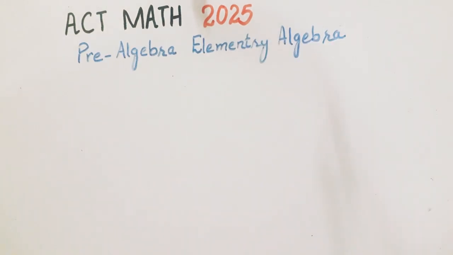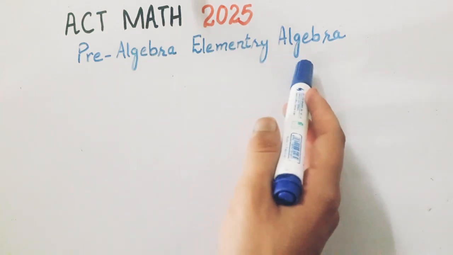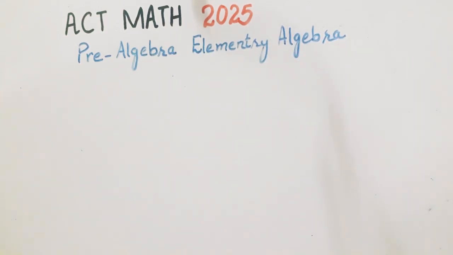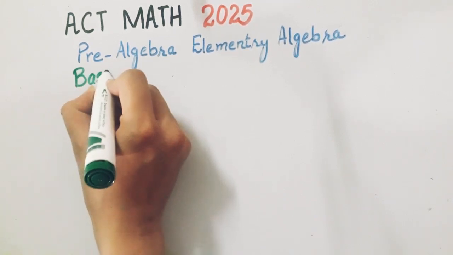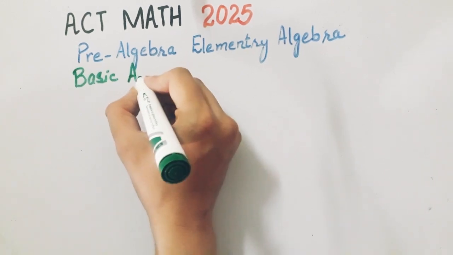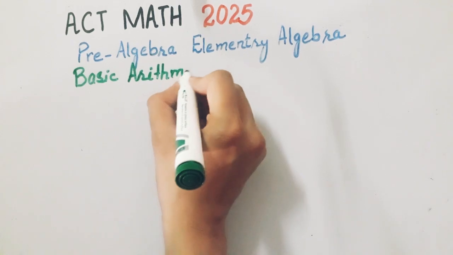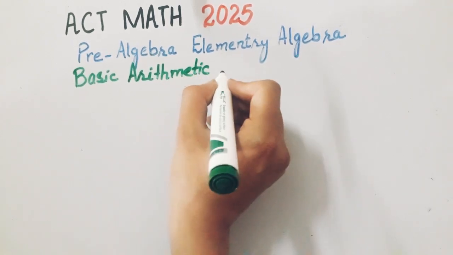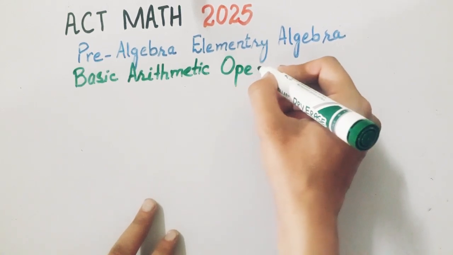So the first topic we will start for ACT Maths 2025 is pre-algebra and elementary algebra. And the topic we discuss first of all is basic arithmetic operations. I will explain it because in 60 minutes you have to do 60 questions. So if your concepts are clear, then you can easily solve the paper.